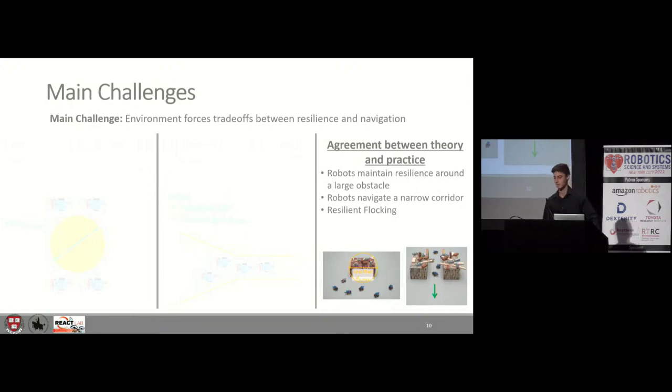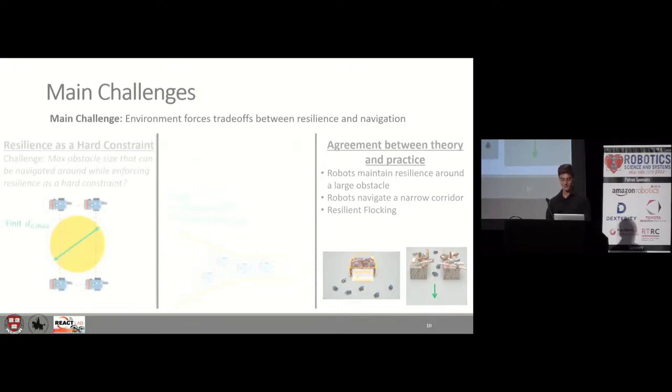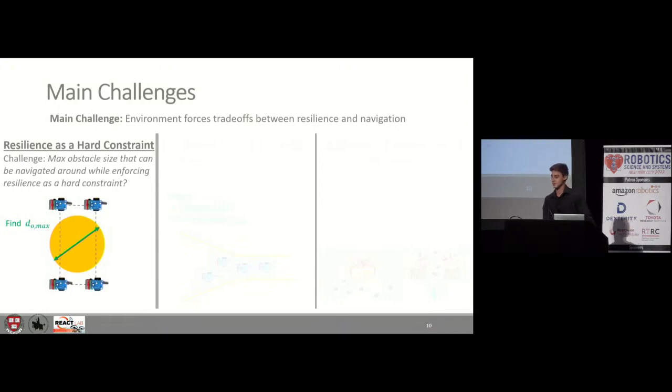Finally, I will conclude my talk by showing some example experiments where the robots encounter some of these different scenarios, to show how well the theory that we developed aligns with actual real implementation. But first, I will talk in more detail about resilience as a hard constraint.